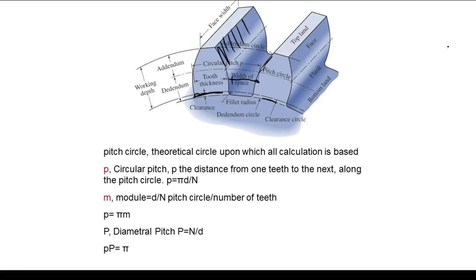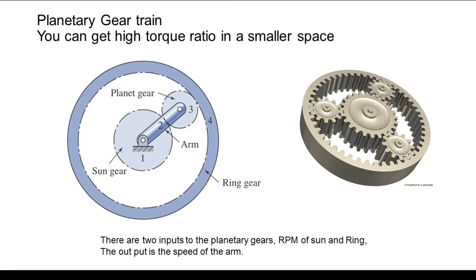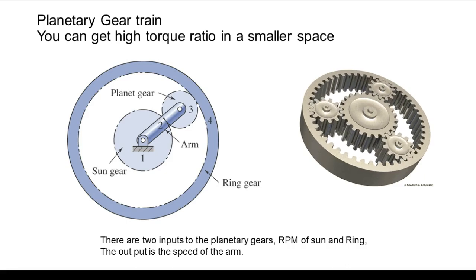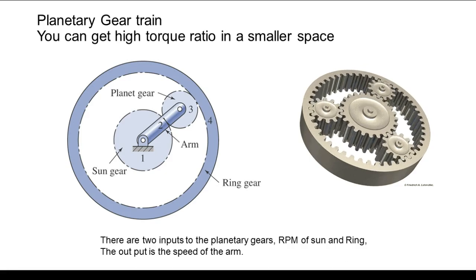So we're not going to look at this. This is called a planetary gear. The advantage of this is we can get real high torque with a small display.